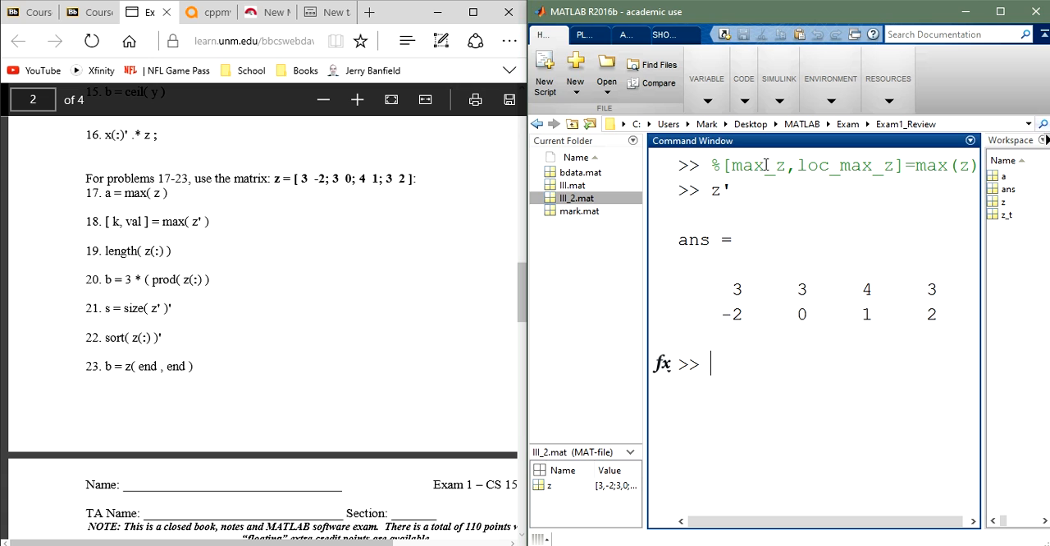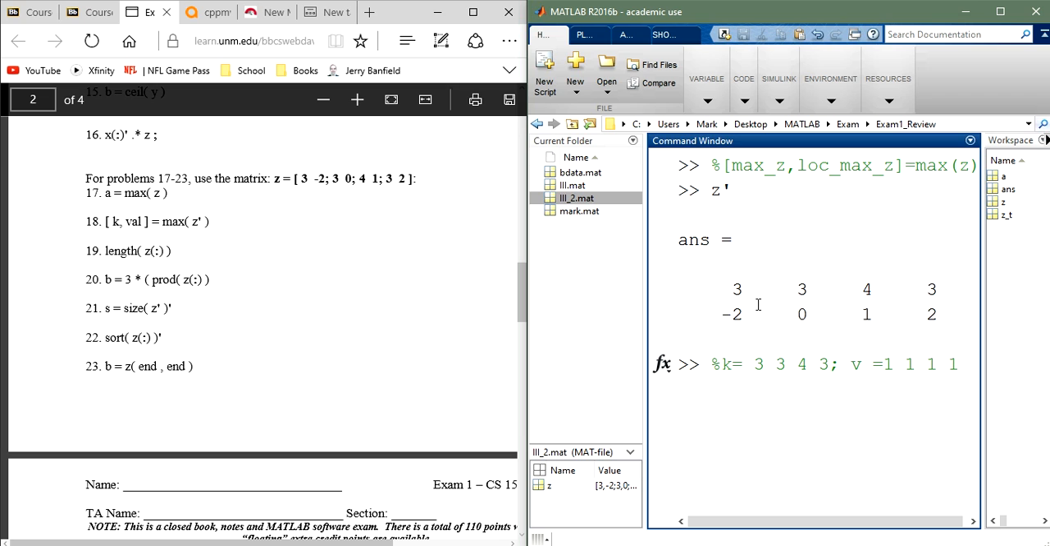K is going to be the maximum of Z, or here, in our case, Z prime. So our K value should equal the max of each column. So we have 3, 3, 4, and 3. That's K. Then we have val, and val is going to be equal to the location, the row of each max. So here it's 1, 1, 1, and 1.